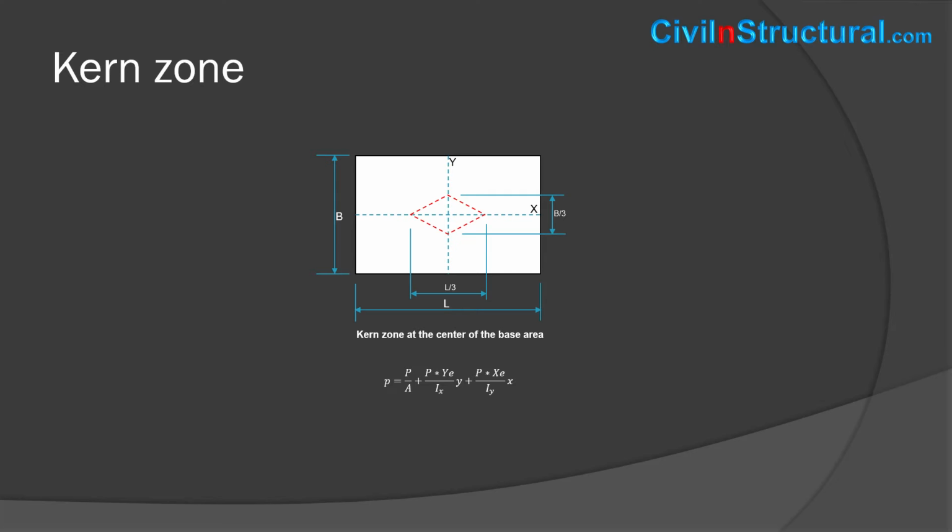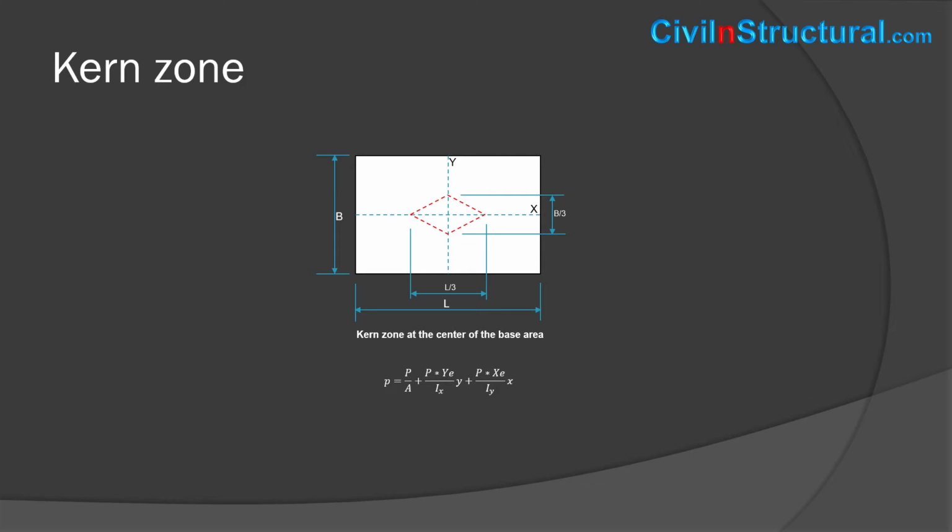If the CG lies inside the kern zone, the whole area of the foundation becomes effective and remains in full contact with the soil underneath. In this case, the pressure intensity at any point below the foundation can be found with the help of the simple bending equation mentioned here. And if the CG falls beyond the kern zone, the effective area in contact with soil gets reduced from B by L to less than that. In this situation, the equation mentioned here will not be valid.